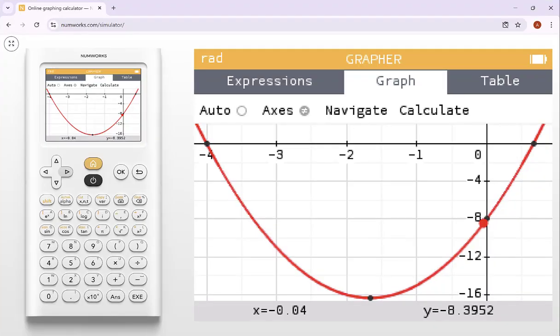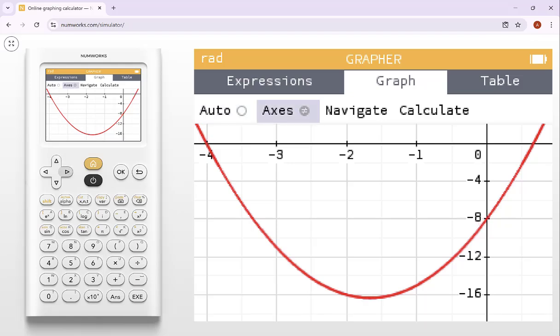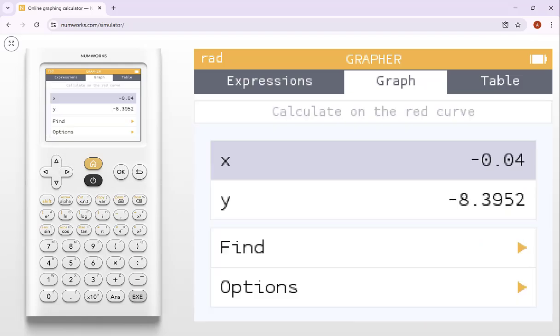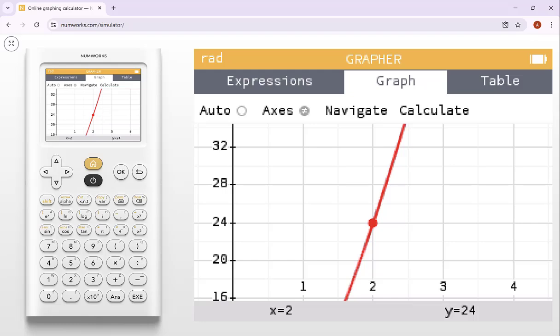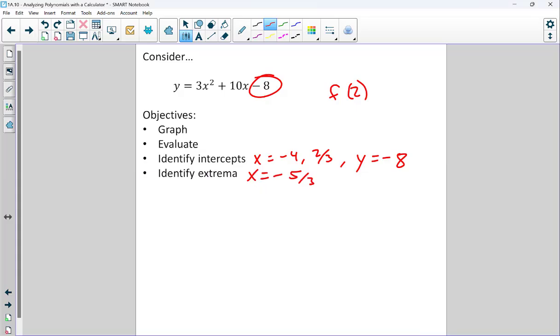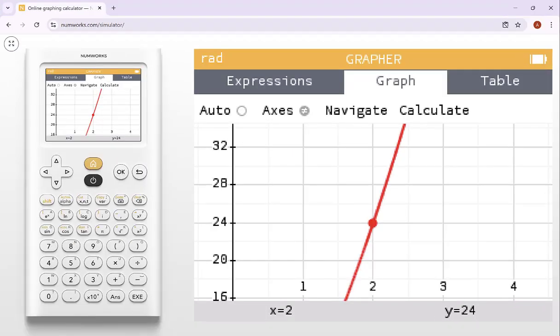So at 2, what I want to do is go up here to calculate. If I just change the x value to 2, it will show me x equals 2 on the x-axis, and then notice the y value is 24. So evaluate: f of 2 is 24. So I can do it that way.